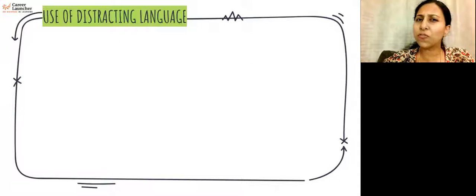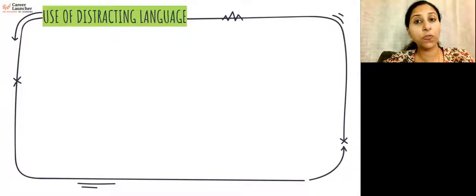Next is the use of distracting language. As you could see, the question included many details and unusual language that was distracting you from extracting the main point out of the text. This tests the ability to filter out the actual information which is required.